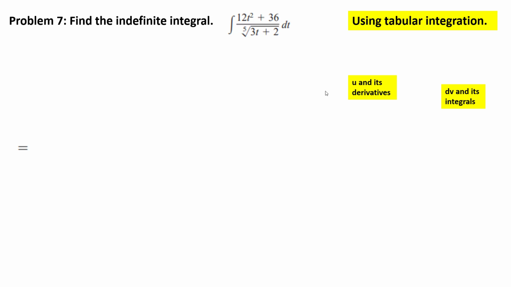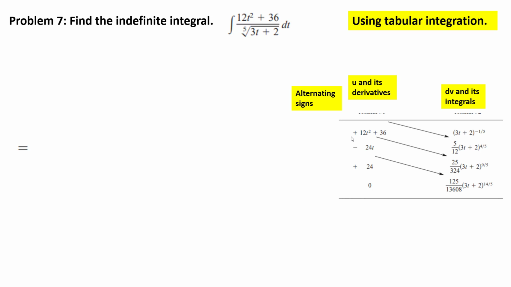All right, so u and its derivatives, dv and its integrals, and then alternating signs. U is 12t squared plus 36. Its derivatives are 24t, 24, and then 0, and then the signs go plus, minus, plus. Rewrite that 1 over the 5th root of the quantity 3t plus 2 as 3t plus 2 raised to the negative 1/5.